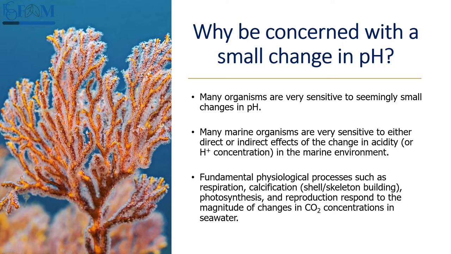Estimates of future carbon dioxide levels based on business-as-usual emission scenarios indicate that by the end of this century, the surface water of the ocean could have a pH around 7.8. The last time the ocean pH was this low was during the middle of the Miocene, that is 14 to 17 million years ago. The earth was several degrees warmer, and mass extinction events were occurring.